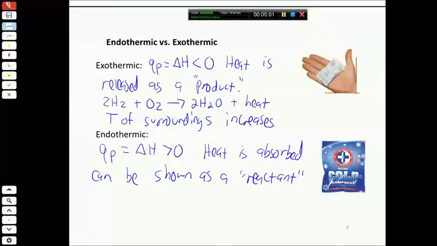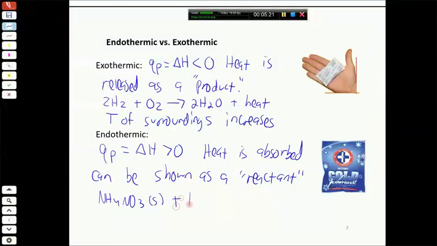The ones that you don't have to put in the freezer first, where you just crack open something on the inside of the bag and it gets cold. And one way that these can work is just dissolving ammonium nitrate. So if we take ammonium nitrate as a solid and then dissolve it in water, this is an endothermic process.